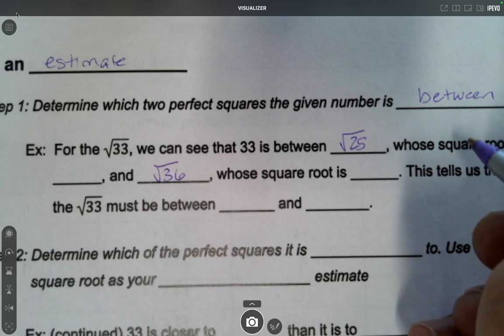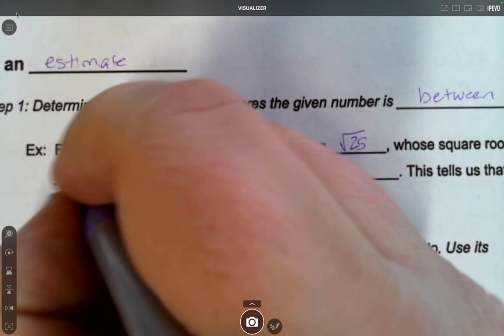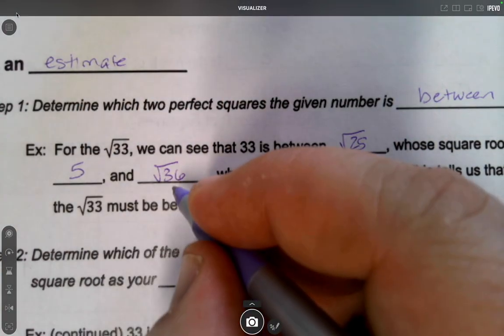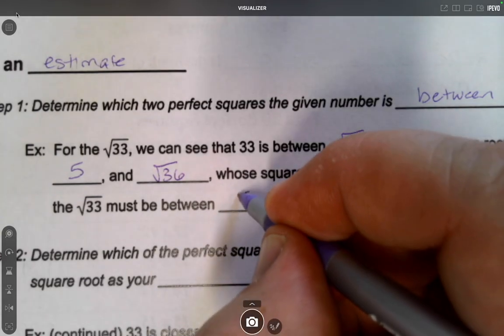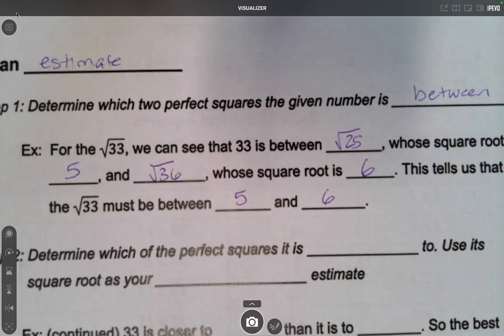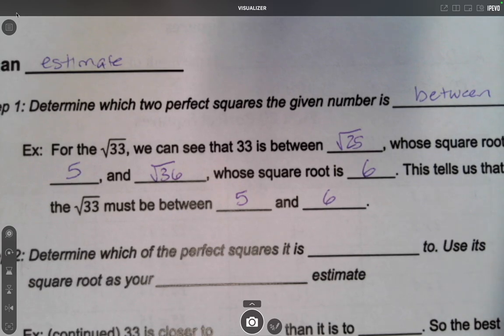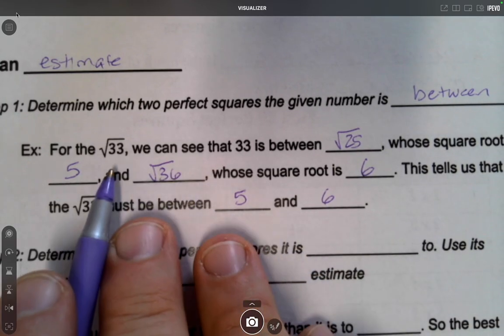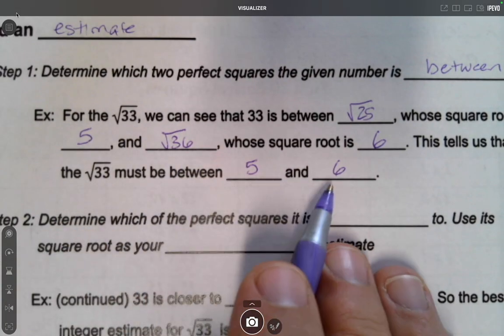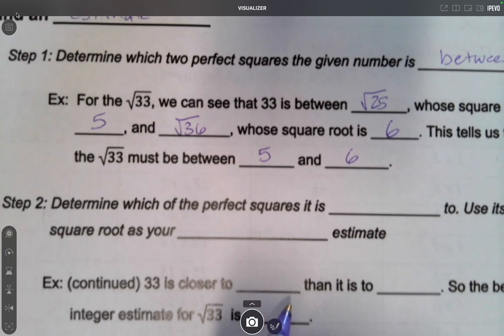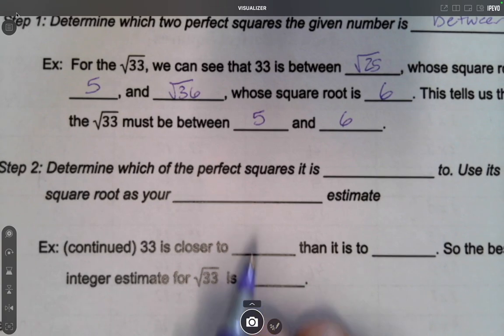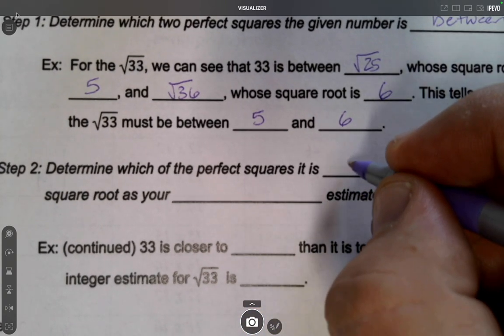Now, 25, its square root is 5. 36, its square root is 6. So that tells us that the square root of 33 must be between 5 and 6. It's not as small as 5, not as big as 6, but somewhere in between. So our next step is to determine which of the perfect squares it is closer to.